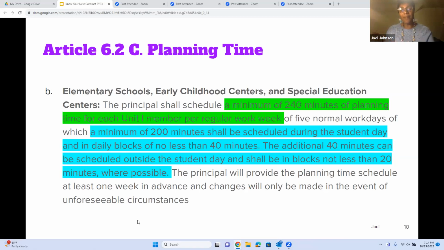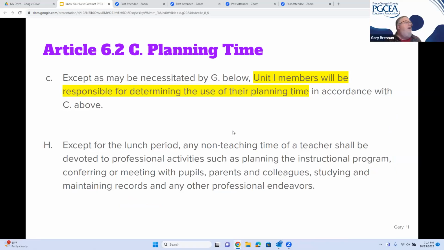But within 5 days, for 5 days in elementary school, you should have a planning period of no less than 40 minutes. That's 200 minutes. And then that additional 40 minutes can be used either before school or after school, with an increment of no less than 20 minutes each time if it's broken up. The other thing in the contract in 6.2C: Unit 1 members will be responsible for determining the use of their planning time. So again, it is individual planning time.